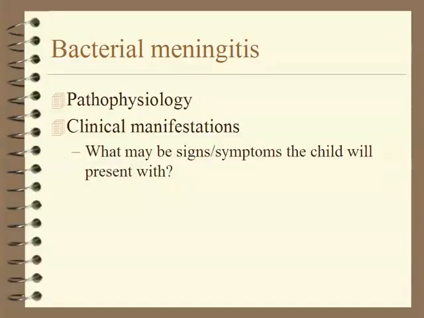An older child, one of the classic signs we think about is nuchal rigidity or a stiff neck, headache, or just complaining that their head's hurting, maybe some vision changes, again, probably some irritability as well.